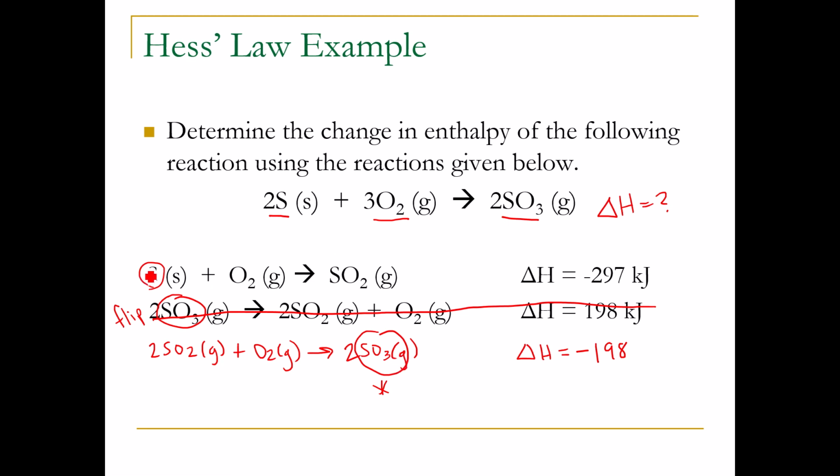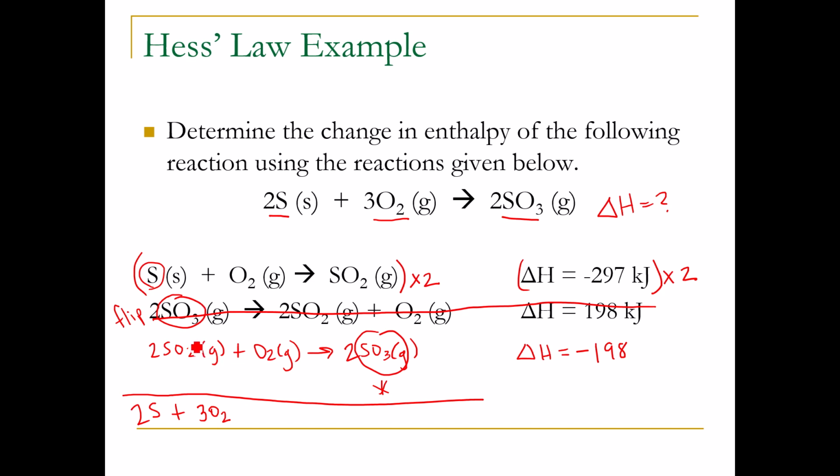But I am going to go back up here and multiply this equation by 2, so that I have 2 S's and 2 O2s. When I add that to the second equation will give me 3 O2s. Alright, and remember, if we multiply by a cofactor, we do the same thing to the delta H. Alright, so now if I look what I have: 2S plus 3 O2s.